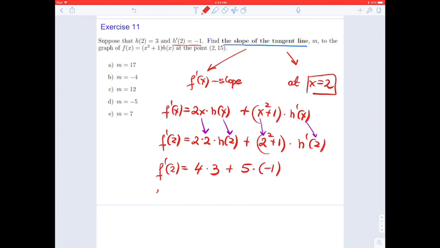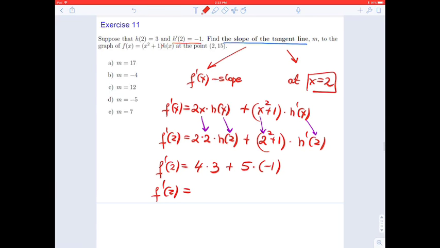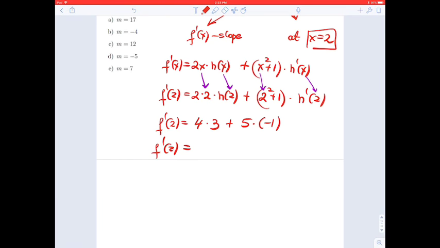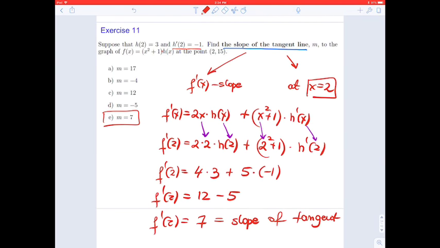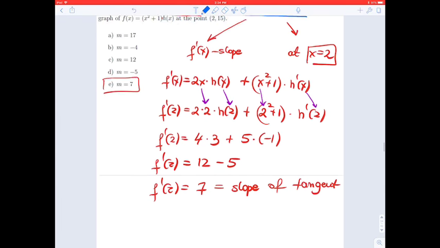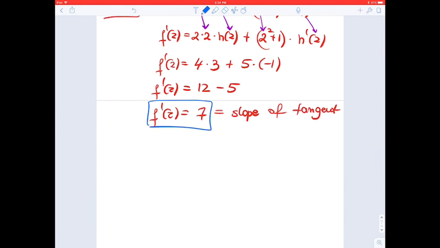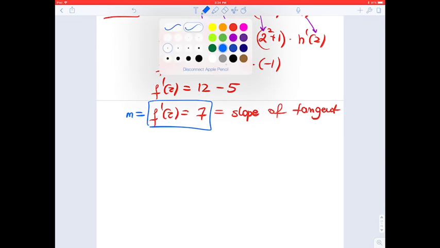given, it is negative 1. This means the derivative at 2 of the given function, which is the slope of the tangent, is 12 minus 5. It is 7. Slope of the tangent line. And we do see 7. I can box my final answer. I can write also m.